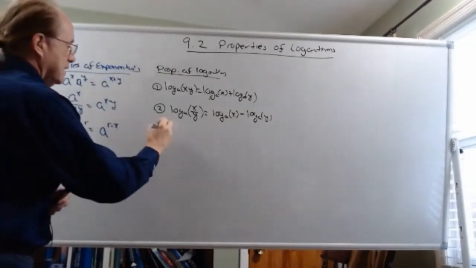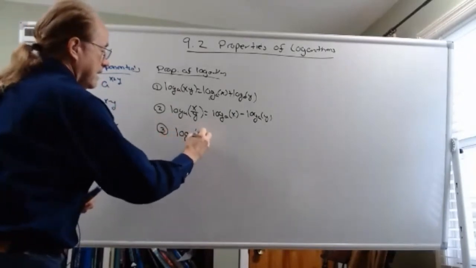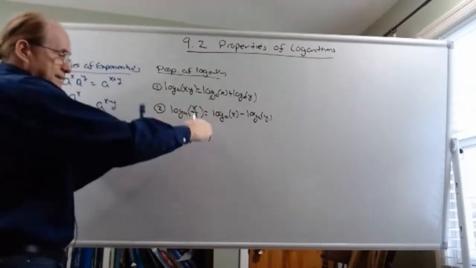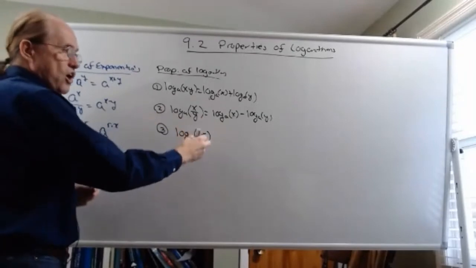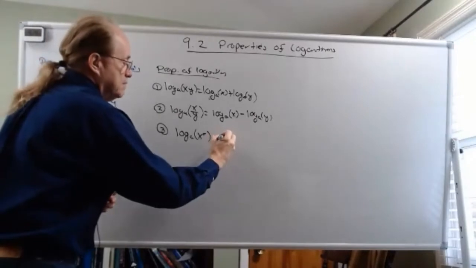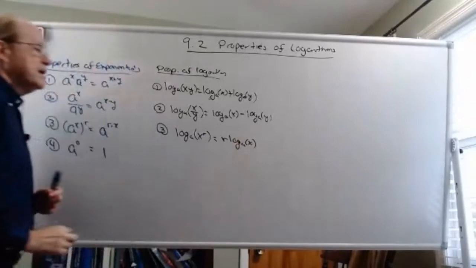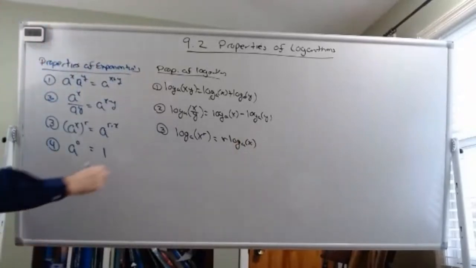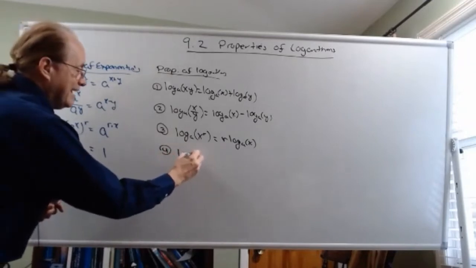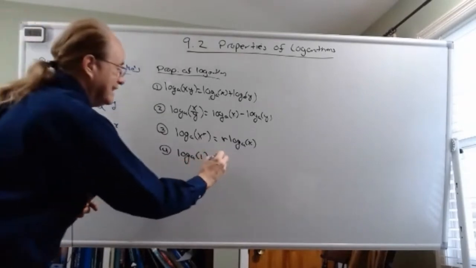We have another one over here, which is the log in the base a of x to the r. Well, I can bring that exponent, it's not outside of the logarithm, it's in the argument. But that r is in the argument of the logarithm, and it comes out as r times the log in the base a of x. And we can also show the following, which is if I take the log in the base a of 1, this is a correlation to this rule over here, that's equal to 0.